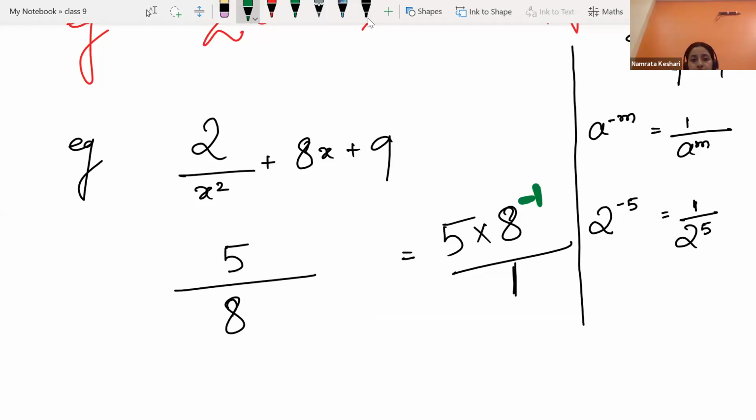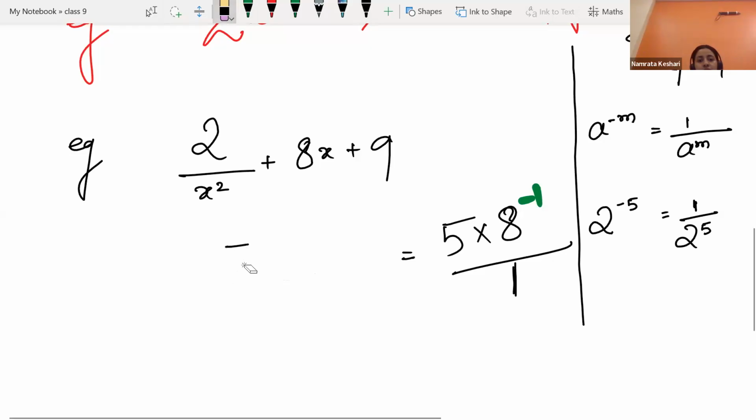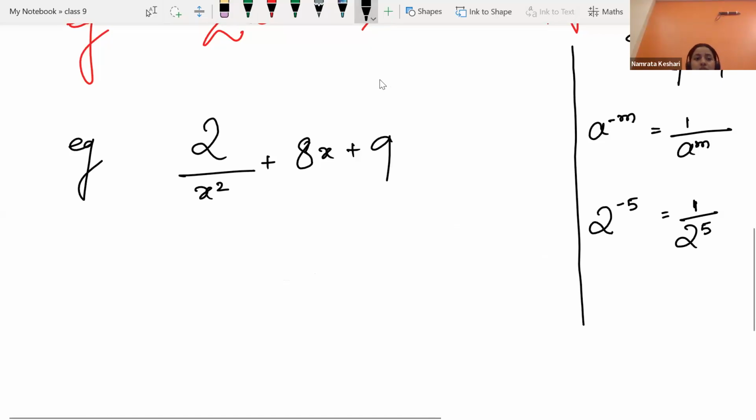So, ma'am, the example you gave us, instead of 2 divided by x raised to the power 2, we can write it as 2 into x raised to the power minus 2 divided by 1. And divided by 1 is not necessary. Yeah, okay. So just 2 into x raised to the power minus 2. But then, ma'am, I have a question here.